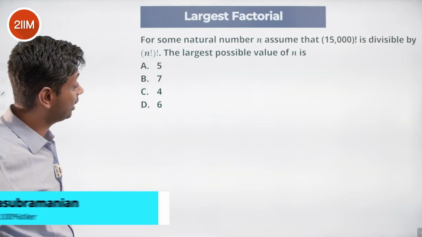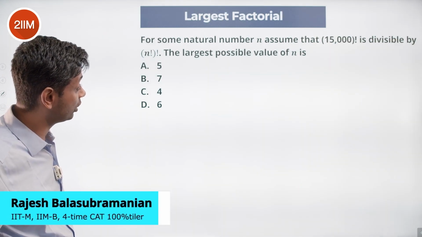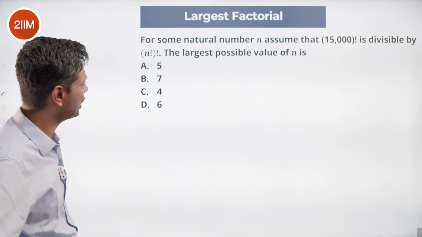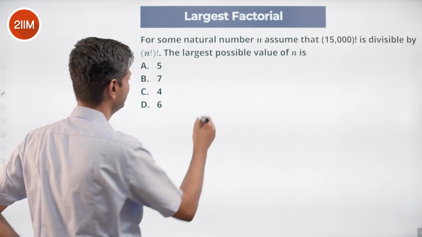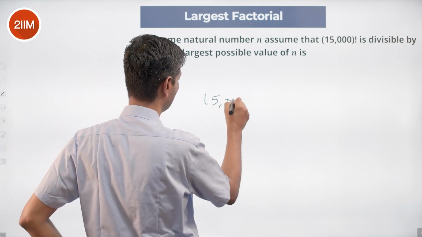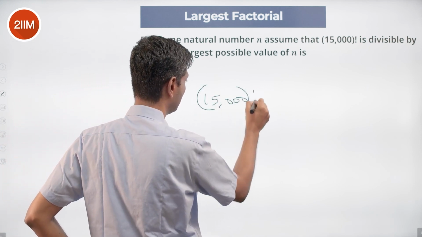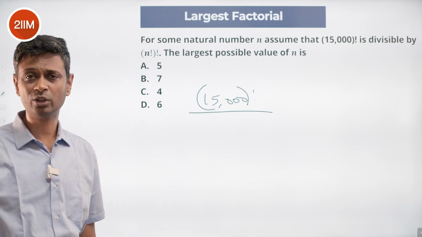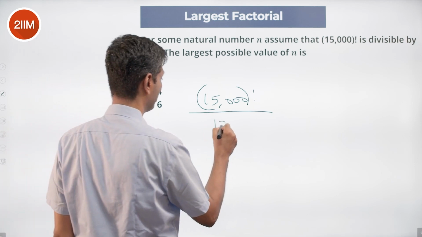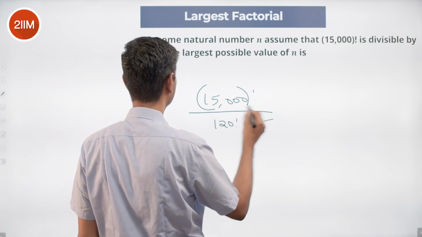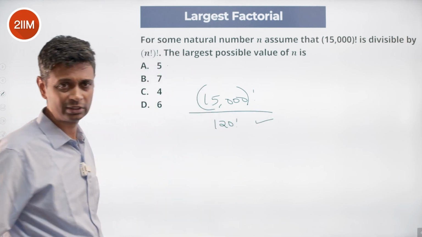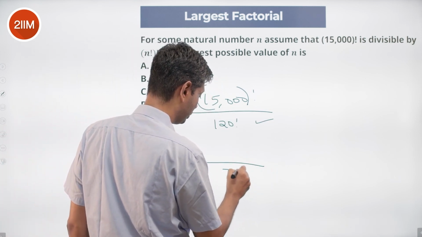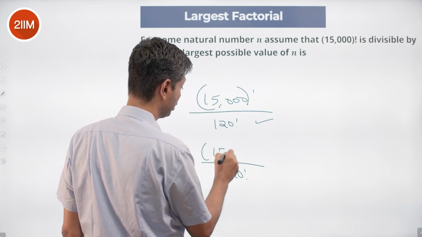For some natural number n, assume that 15,000 factorial is divisible by n factorial factorial. The largest possible value of n is? So 15,000 factorial. Is it divisible by 5 factorial factorial? 5 factorial is 120, divided by 120 factorial. This works. 5 works. Put a 6 factorial. That means 120 into 6, 720 factorial.